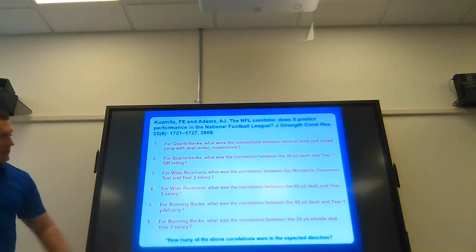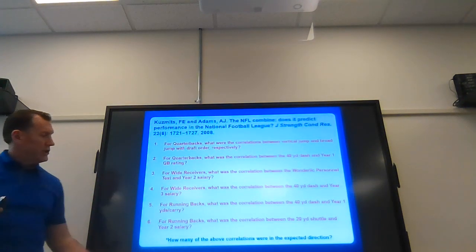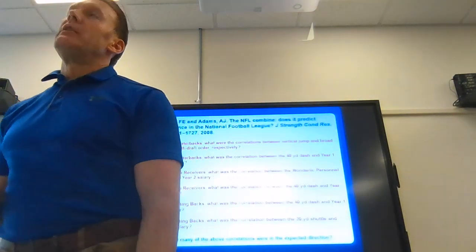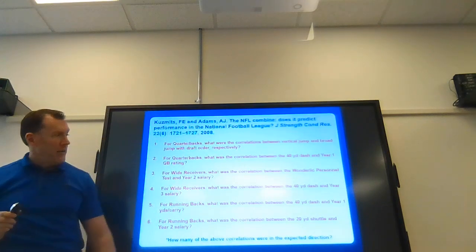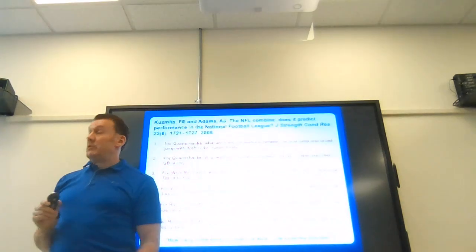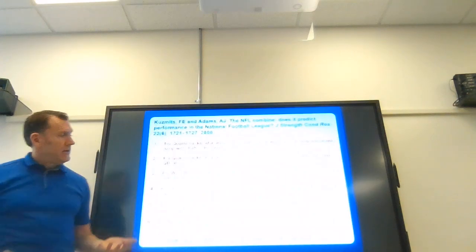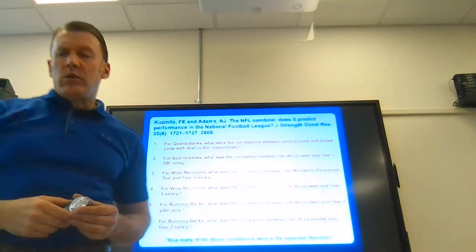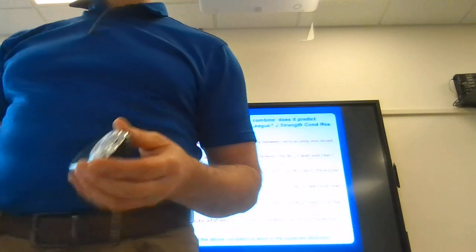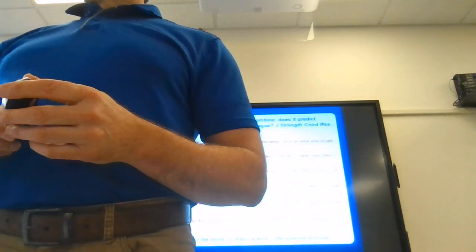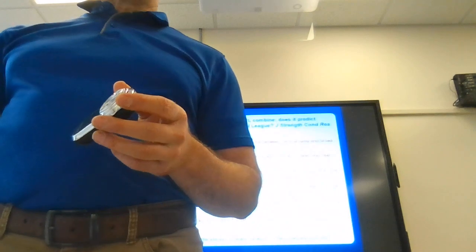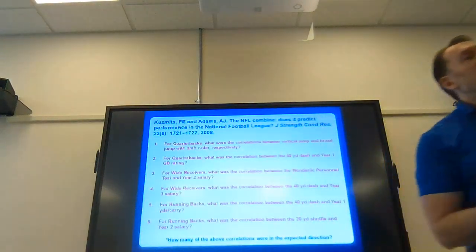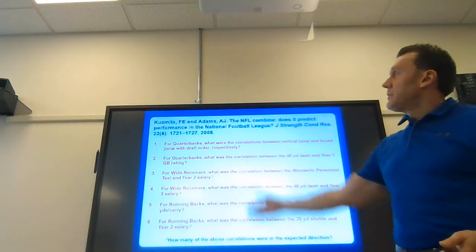So that was expected. For running backs, what was the correlation between 20-yard shuttle and year two salary? Yeah, so again, that would be expected. A faster time in the 20-yard shuttle, and a higher year two salary. So there weren't really any correlations that were super strong. Most of them were below 0.5, and once you get up to 0.5 you're in that moderate relationship zone. But there were some unexpected things.